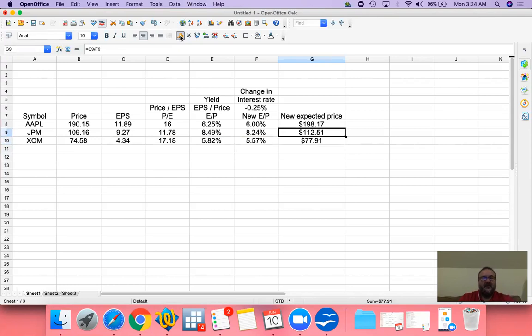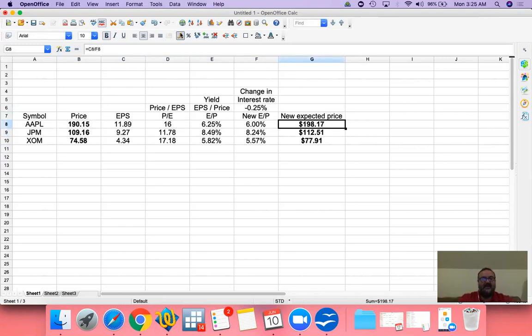$77.91 for Exxon. So as you can see, the $190 of Apple would be expected to go up to $198 because of the Fed reduction in interest rates of 0.25%. This is assuming that Apple will have the same sensitivity to interest rate change as the U.S. Treasury. So 0.25% in U.S. Treasuries will be reflected completely in Apple's yield, is our assumption. And based on that assumption, the price of Apple will go from 190 to 198.